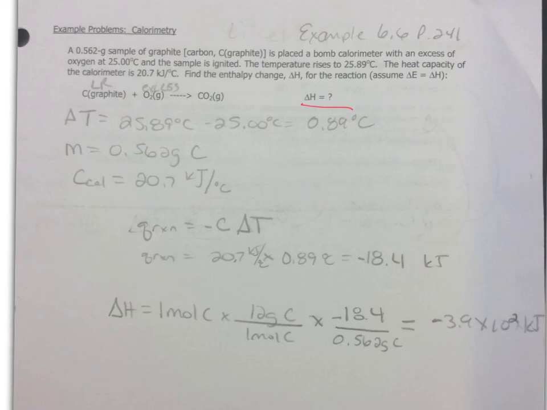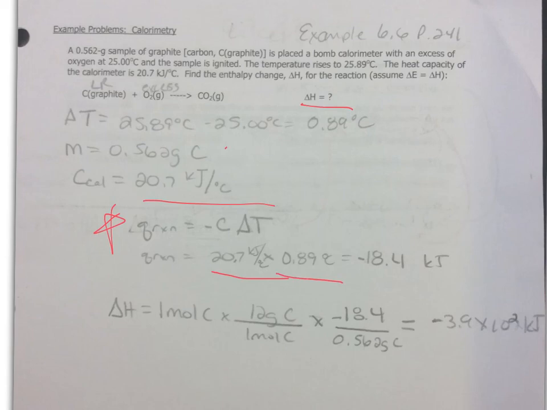Our mass is given to us, it's 0.562 grams of carbon, and our C-cal is given to us also, which in most cases happens when we have a bomb calorimeter. It is 20.7 kilojoules per degree C. So to find q for the reaction, it is going to be negative C-cal times delta T. So we take 20.7 kilojoules per degree C times 0.89 degrees C to get negative 18.4 kilojoules.